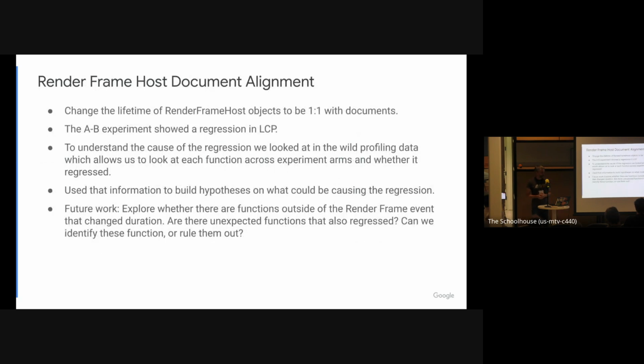Finally, I just wanted to highlight a quick example. Recently, a team was trying to change the render frame host to align one-to-one with documents, and they noticed a regression in LCP. We were able to look at the profiling data to look at specific function call durations and come up with some hypotheses on what could be causing that regression. That's still ongoing, but as a next step, we also want to look at some other functions outside of the render frame host to see if there are any other functions that potentially regress and either identify them or rule them out. And that's it.